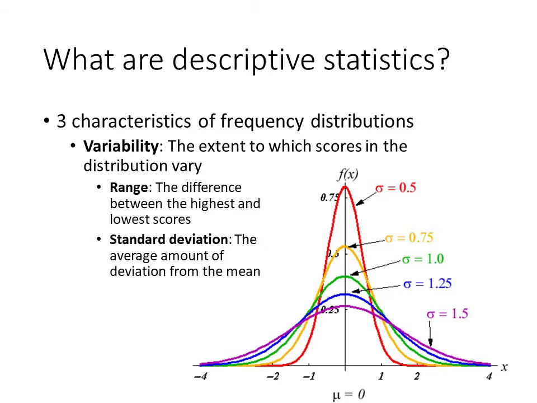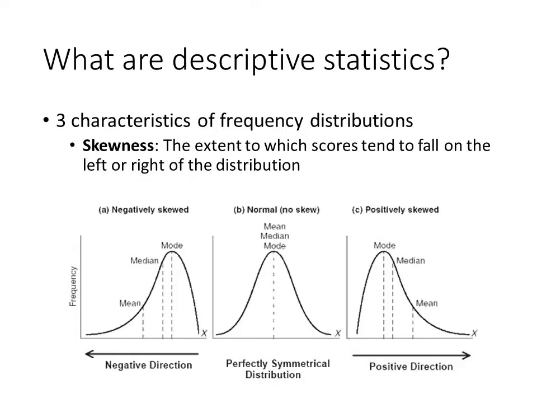Related to variability, we have range and standard deviation. Range is simply the difference between the highest score and the lowest score. An even better measure of variability is standard deviation, the average amount of distance between each score and the mean. We basically have to find the difference between every single person's score and the average, and then average all those differences together.